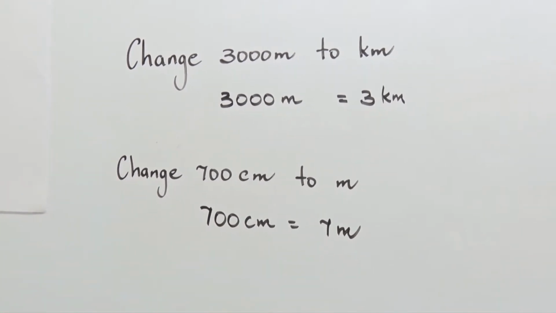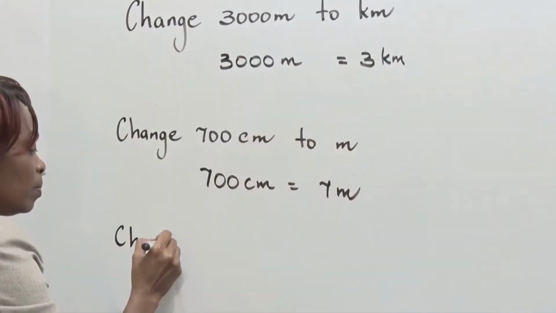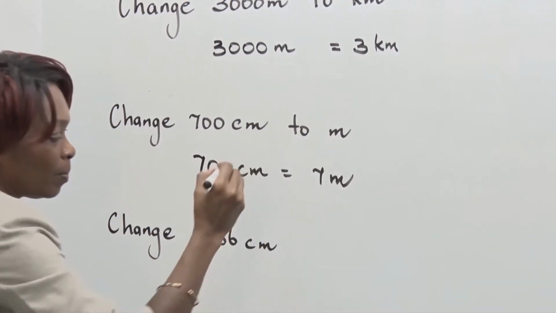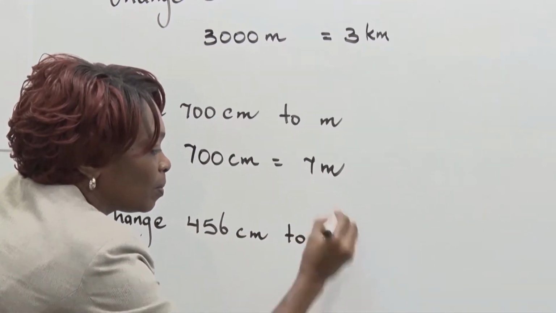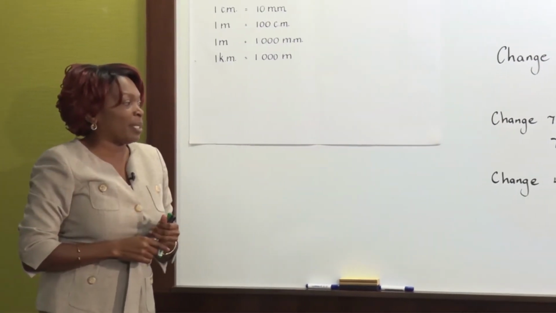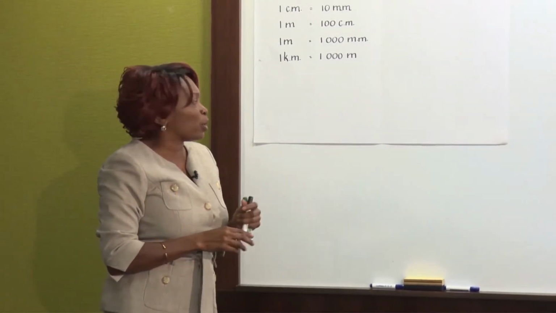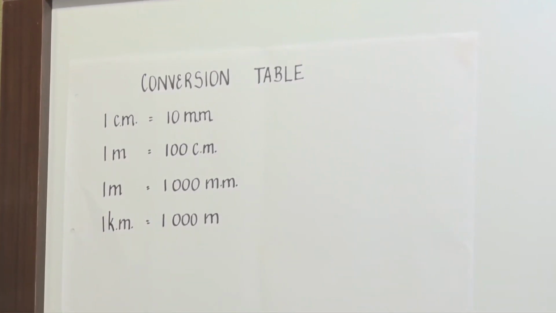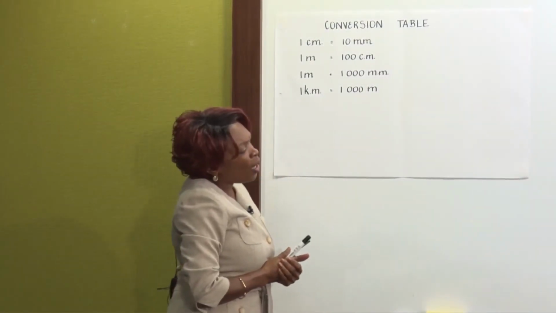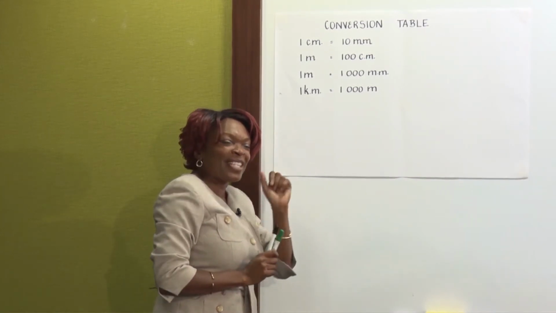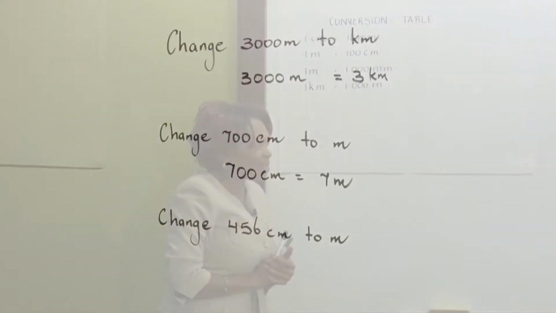And we'll do one more. Change 456 centimeters to meters. Similar to number 2, we are looking at 1 meter is equal to 100 centimeters. And when we reverse it, 100 centimeters is equal to 1 meter. 456 centimeters to meters. Interesting. This is a challenging one.